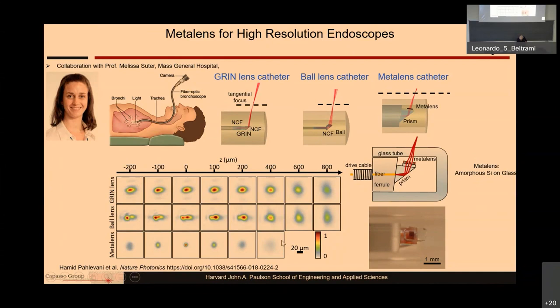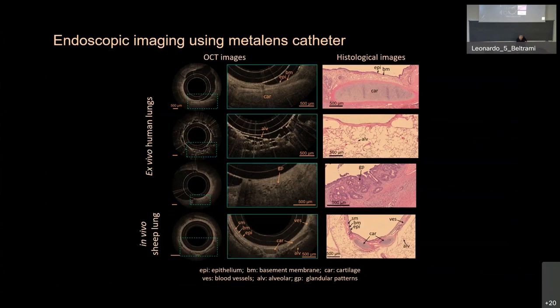So then our collaborator, Mass General, did some tissue imaging, and they looked at images here, both ex vivo and in vivo sheep lungs. And you see, the interesting things are these glandular patterns that are wavelength scale and represent, in a sense, the beginning of bronchial cancer, which they could not image before. We wrote a nice paper together. We are now continuing to work, and hopefully the idea is to commercialize this new type of endoscope, which of course will take time.